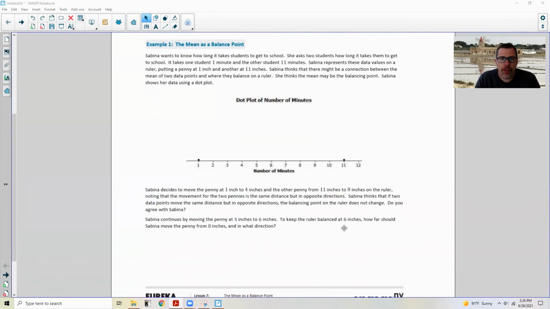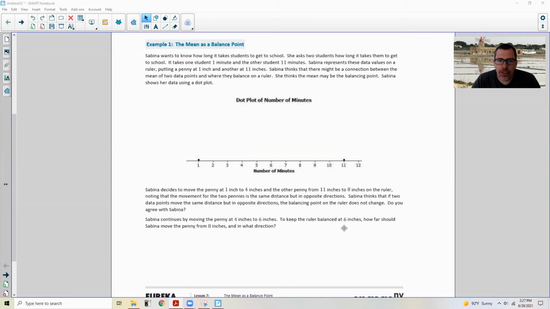Example 1, the mean as a balance point. Sabina wants to show how long it takes students to get to school. She asks 2 students how long it takes them to get to school. It takes one student 1 minute and the other student 11 minutes. Sabina represents these data values on a ruler, putting a penny at 1 inch and another at 11 inches. Sabina thinks that there might be a connection between the mean of 2 data points and where they balance on a ruler. She thinks the mean may be the balancing point.